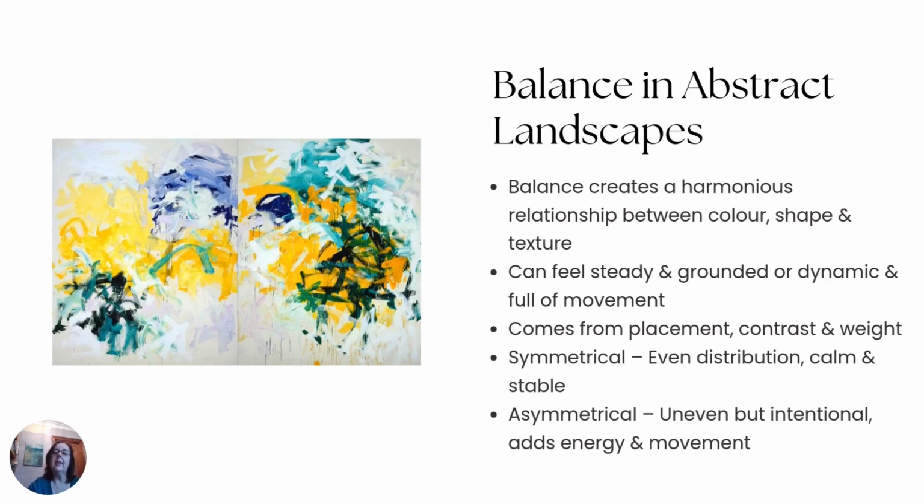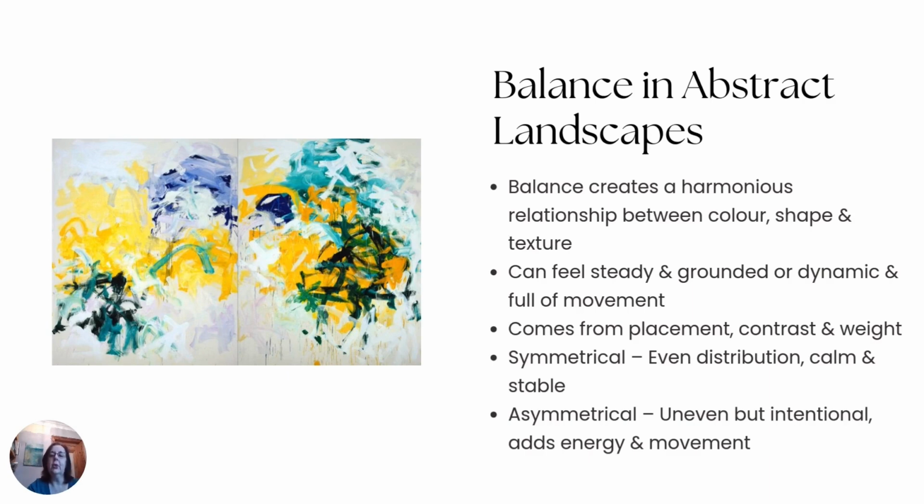One of the first things to consider in composition is balance, how different elements interact within the space. Balance isn't about making everything even. It's about creating a sense of harmony between colours, shapes, and textures. Some paintings feel steady and grounded, while others feel dynamic and full of movement. How balance is handled plays a huge role in achieving that effect.